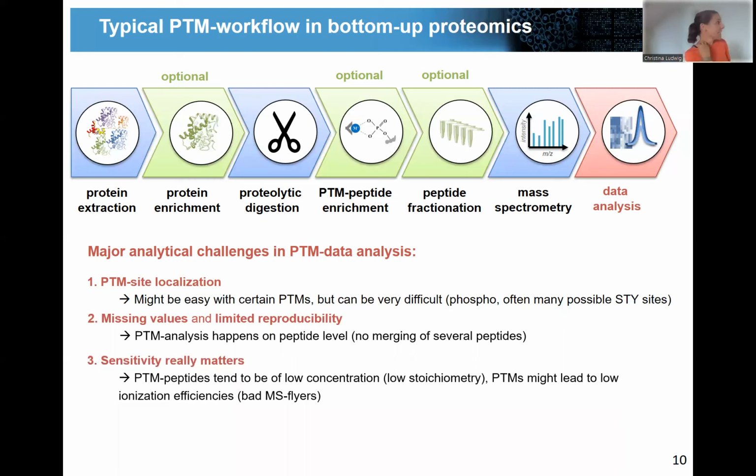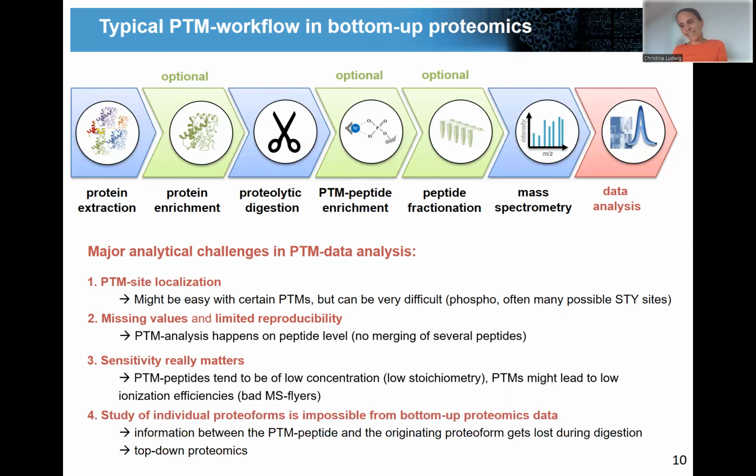Also, sensitivity really matters for PTM peptides more than for normal proteomics. PTM peptides tend to be of low concentration, very often also because of low PTM stoichiometry. So a protein is not modified by a PTM to 100%, but maybe just 1% or even less, just 0.1%. So you have just a small concentration to aim for. And PTMs might also lead to low ionization efficiencies. It might be that this PTM just hampers the way peptides ionize. And this again leads to lower intensities in the mass spec, and more problems to detect these peptides.